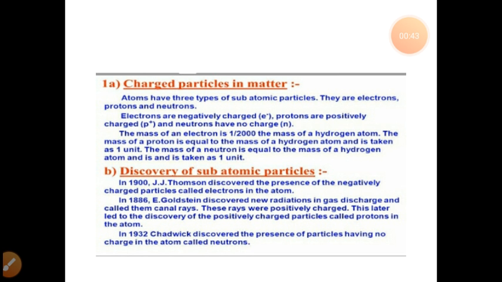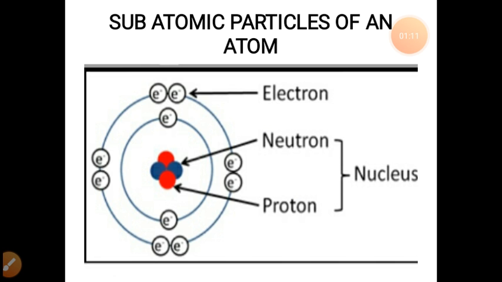Discovery of the electron: in 1900, J.J. Thomson discovered the presence of electrons in the atom. In 1886, E. Goldstein discovered new radiations in a gas discharge tube and called them canal rays. In 1932, Chadwick discovered the presence of particles having no charge in the atom, called neutrons. Subatomic particles of an atom are electrons, neutrons, and protons.